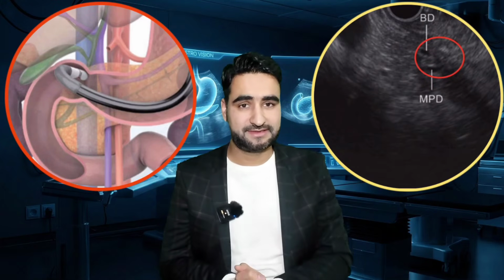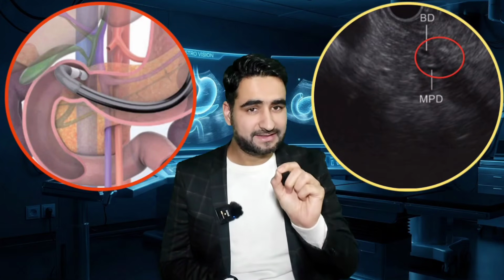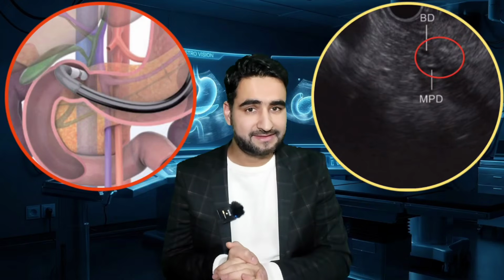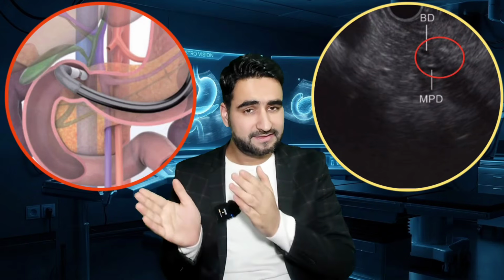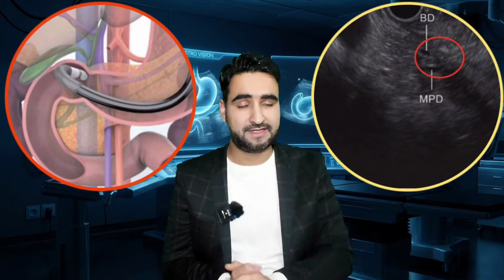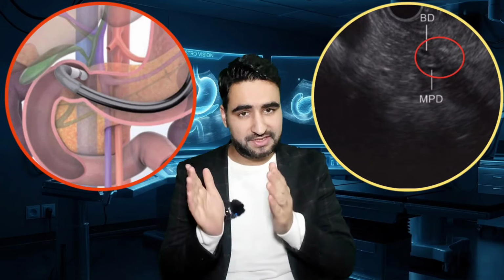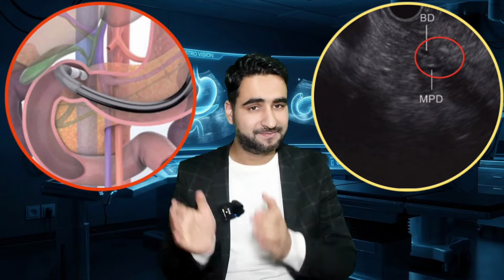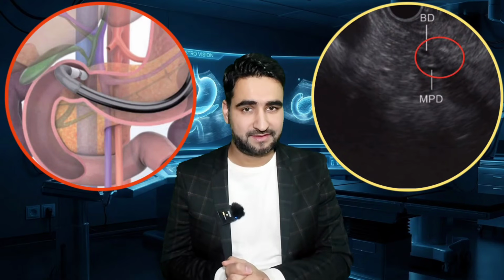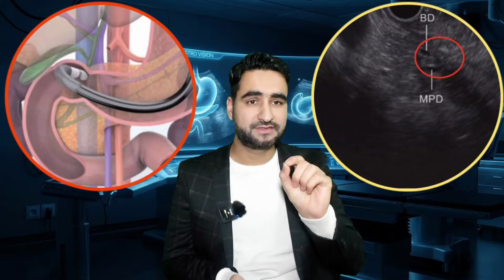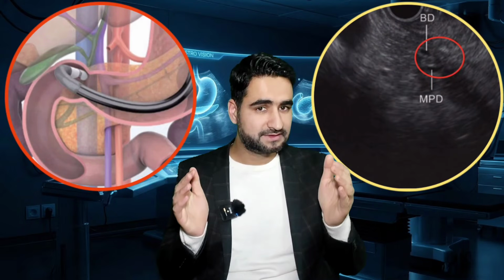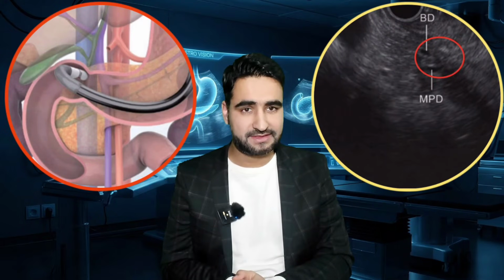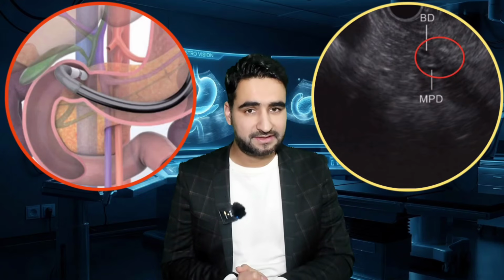Now, another question is, why is the bile duct closer to the probe than the pancreatic duct? The answer is simple. At this position, the acoustic beams travel from superior to inferior. Since the bile duct is more superior and pancreatic duct is inferior, the bile duct appears closer to the probe, which is more superficial on your image, while the pancreatic duct appears deeper.